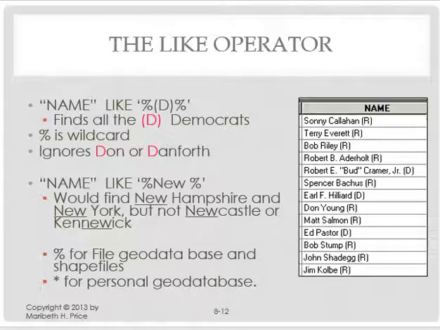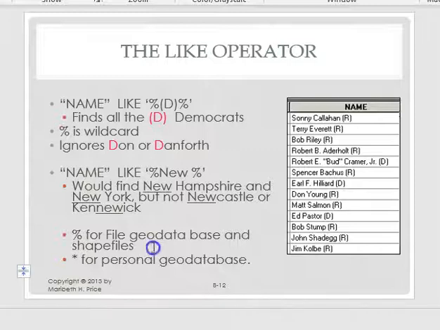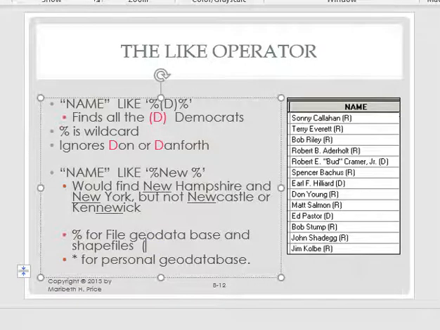Again, depending on what type of data you're working with, if you have a shapefile, the % works, and if you're in a file geodatabase, the % works. Actually, I have to double check that to make sure that's still true. And then the asterisk works for a personal geodatabase. Yes, I'm correct. The way to tell if you're in a file geodatabase is it has that as an ending, and a personal geodatabase has, I think it's an MDB.